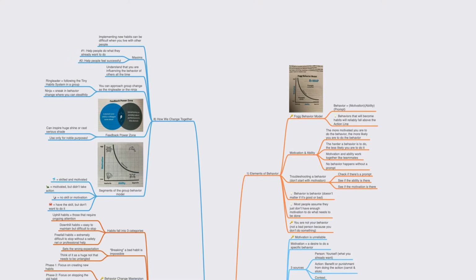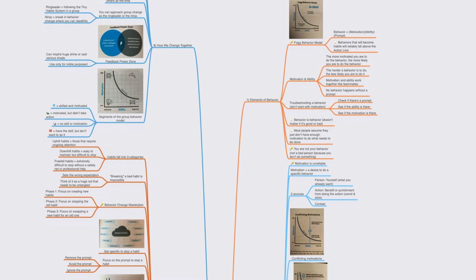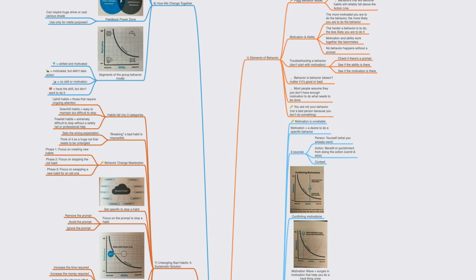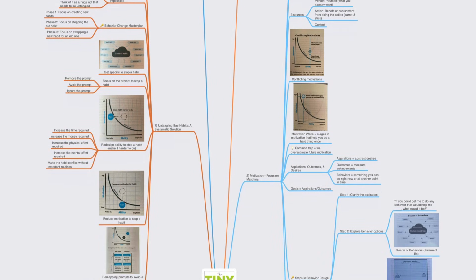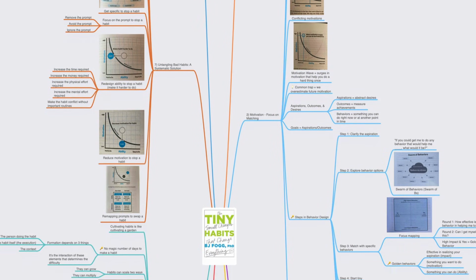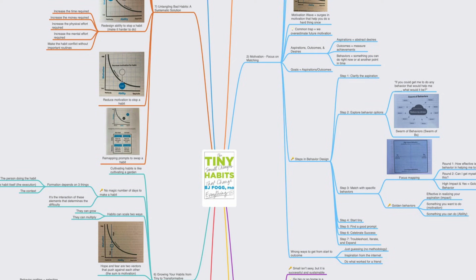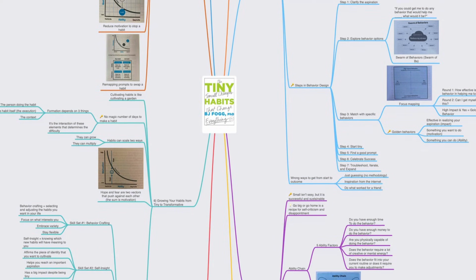I'll also take photos of important diagrams or visuals in the book with my camera on my iPhone and embed those photos in the mind map. So here's an example from the book Tiny Habits by B.J. Fogg, where you can see the graphs that illustrate the key ideas that the author is describing, like the Fogg behavioral model. Having those in the mind map helps me understand the concepts a little bit better.